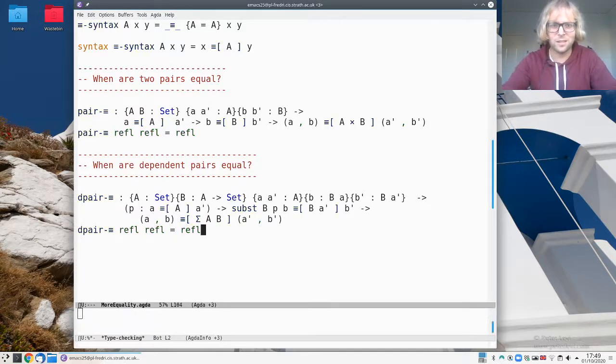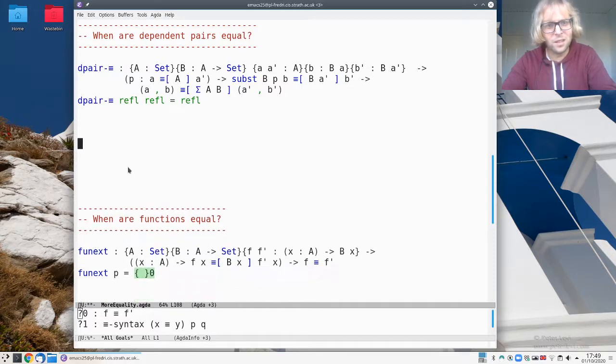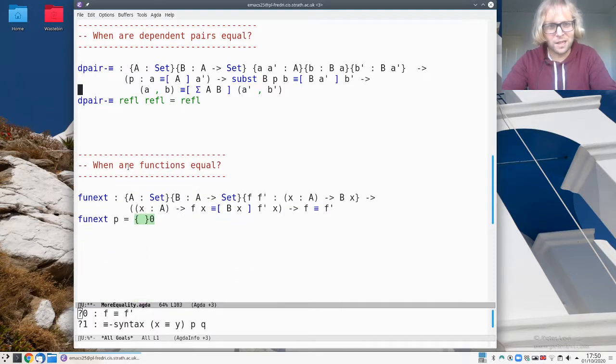We can finish that. So the proof is exactly the same, but there are non-trivial things happening with the types here that you can't see after you pattern matched, but things actually work out. Okay, so we can do pairs.